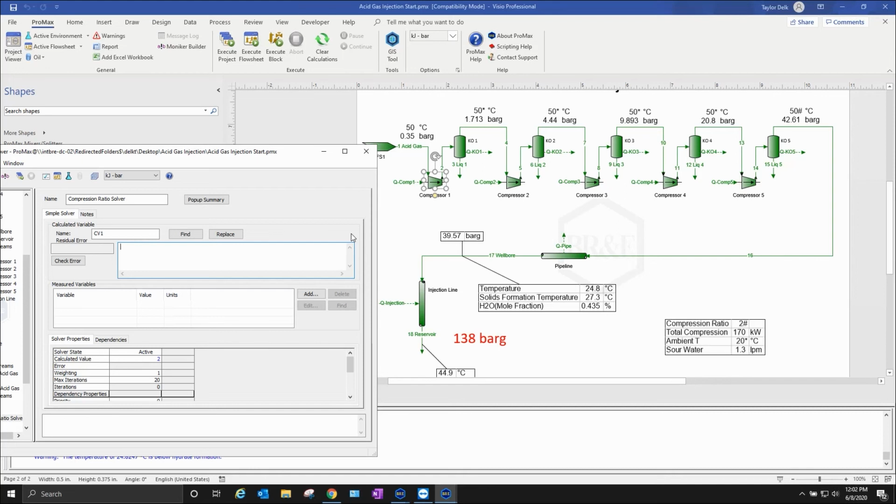Let's just start with an algebraic equation to say this is what we want. I want my reservoir pressure to be equal to 138 bar G. ProMax has already rearranged this inside this box. It wants it in the form of reservoir pressure minus 138 bar G is equal to 0. This looks a little bit more like an error function, and ProMax has already taken care of the equals 0. So what we're left with is our error function, respress minus 138.